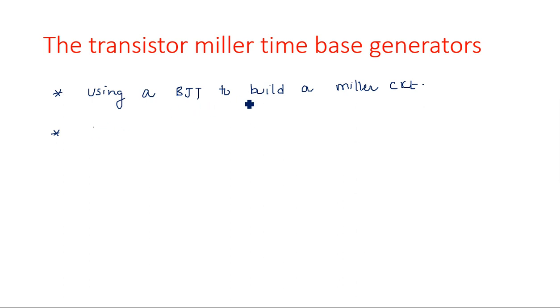Basically, this particular time-based generator, whatever we are using for the generation of a linear slope, consists of three stages: emitter follower stage, amplifier stage, and again emitter follower stage. The main purpose of using these many stages is to have better linearity.